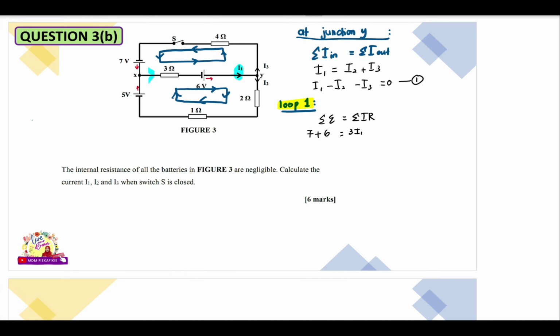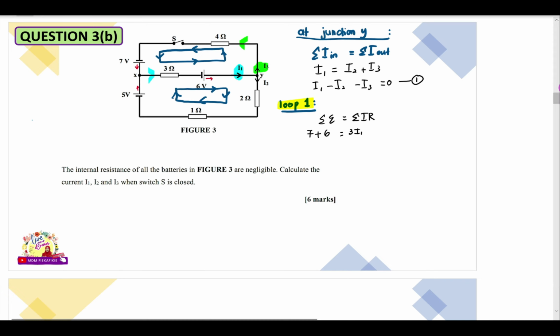Okay, and then look at the direction of current. I1, same direction tak dengan loop yang kita lukis? Yes, same direction. Means that the value of I1 here is positive. Positive 3 I1. Okay, and then the second resistor. Okay, kita ada current I3 that pass through 4 ohm resistor.